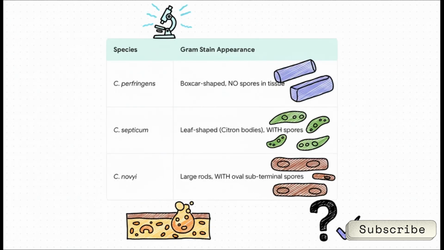Okay, samples in the lab. First stop, the Gram stain. These are the usual suspects. Our number one target, C. perfringens, has this classic boxcar shape. They're big, gram-positive rods. Here's a key exam tip.